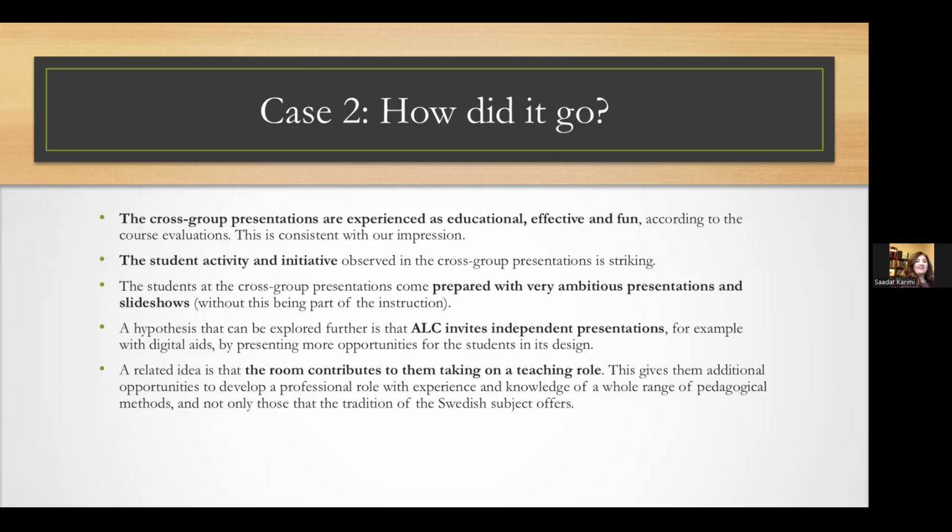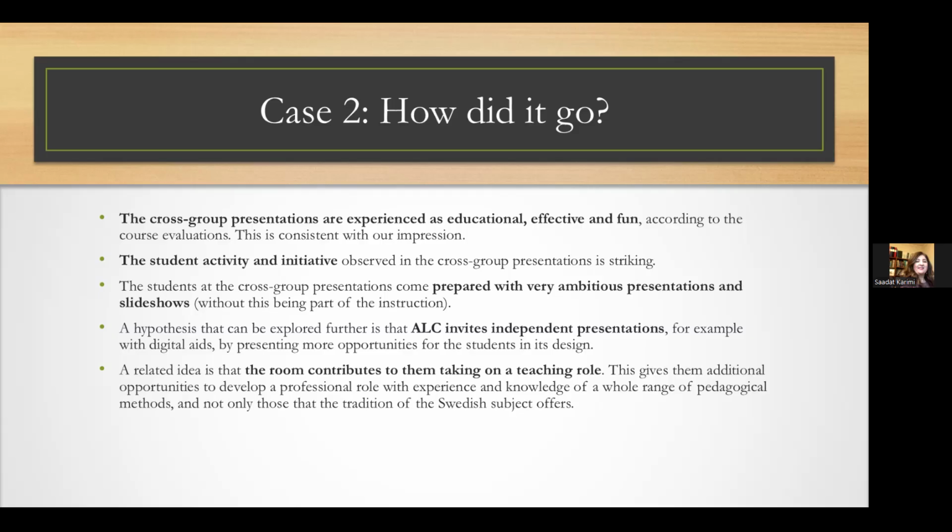A related idea is that the room contributes to them taking on a teaching role. This gives the students additional opportunities to develop a professional teaching role, with experience and knowledge of a whole range of pedagogical methods, and not only those that are the tradition of the Swedish subject.